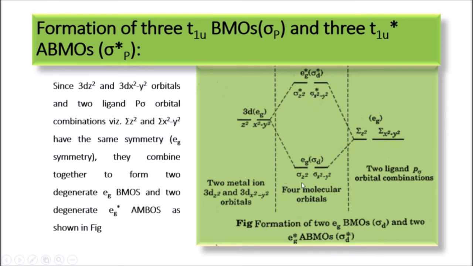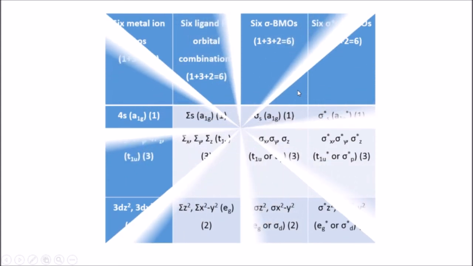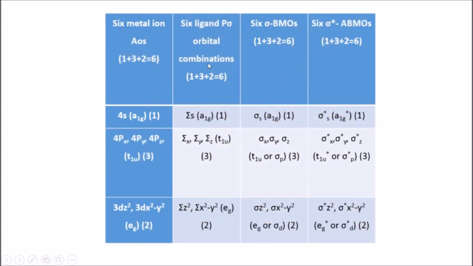These are the 4 molecular orbital, 2 of them which is BMO and the rest 2 of them will be ABMO. The BMO remains closer to the LGO, so they will represent the characteristic of ligand, while ABMO remain closer to the AO of a metal, and therefore it represent the metallic characteristic as well. Now this is the entire table indicating the combination of 6 ligand p sigma orbital, and it's going to form 6 sigma BMO and 6 sigma star ABMO, and this is the pictorial as well as the sigma representation of the overlapping.